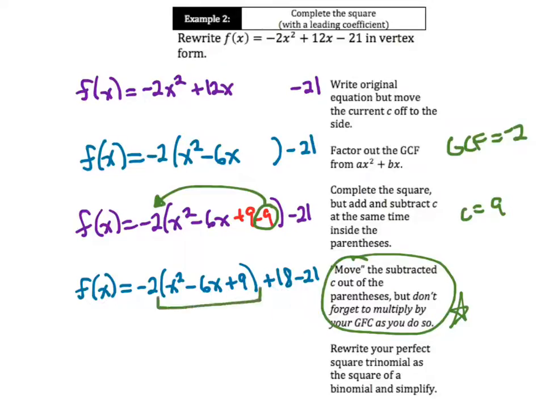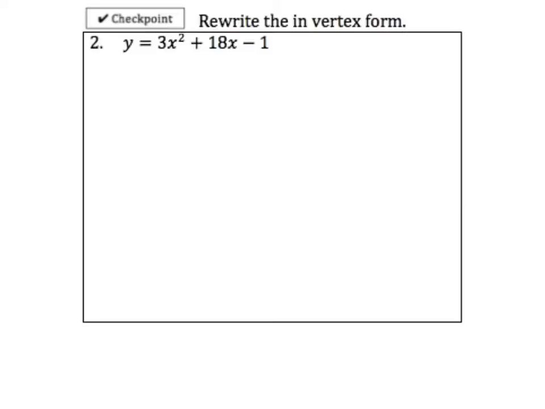And now I can do what I did before. I'm going to rewrite what's in the parentheses there, as this right now is a perfect square trinomial. I'm going to rewrite it as the square of a binomial. And then I'm going to simplify what's at the end. Woohoo! And I'm back at vertex form. There's my A, there's my H, there's my K. Done. Here's your checkpoint.